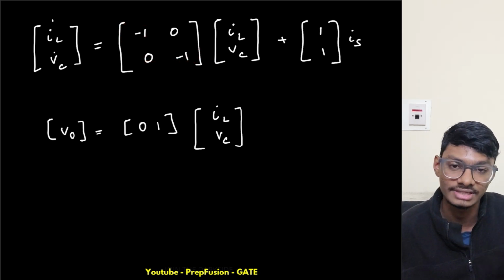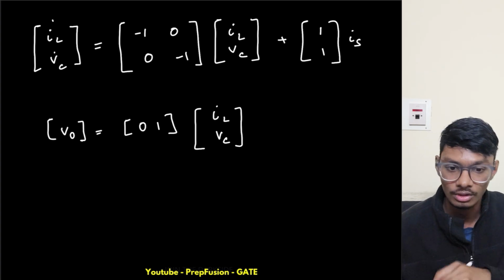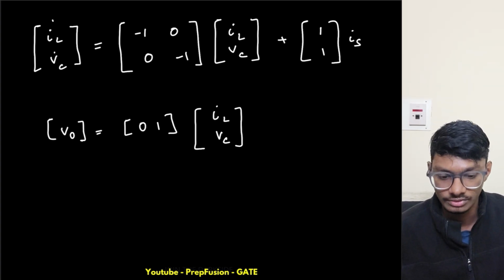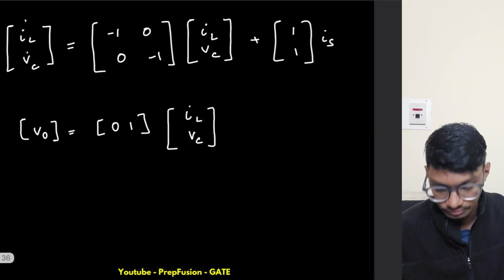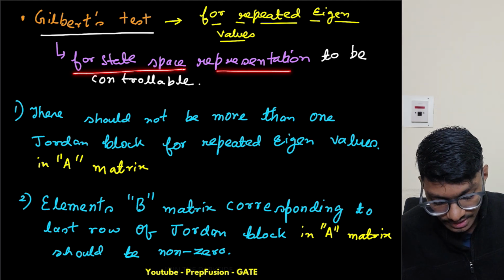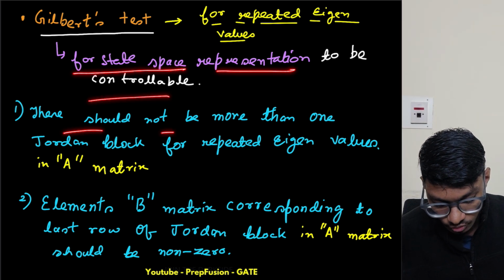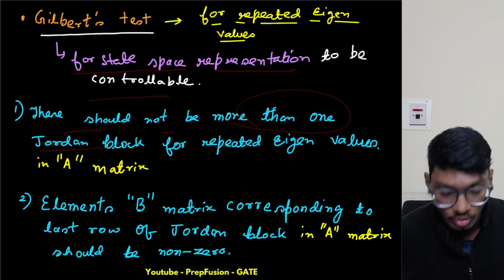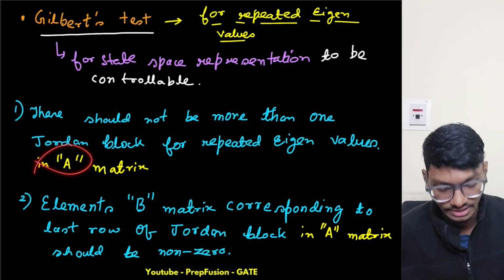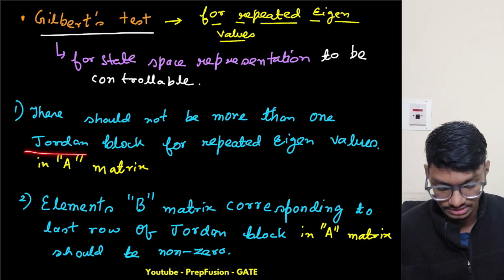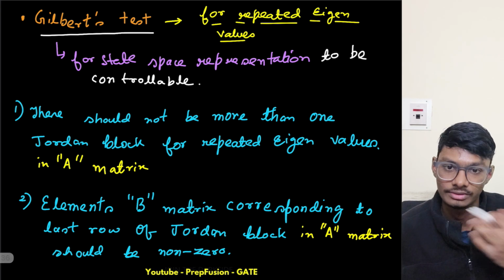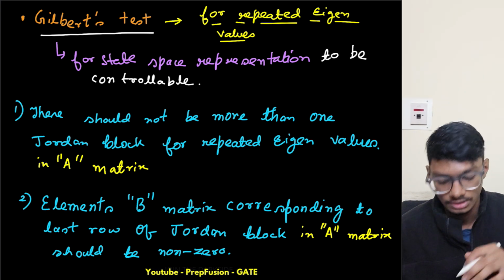Gilbert's test has two rules, one for non-repeated eigenvalues and one for repeated eigenvalues. So obviously we'll study the repeated eigenvalues part. For my state space representation to be controllable, there should not be more than one Jordan block for repeated eigenvalues in the system matrix. Now you might say, sir, what is a Jordan block? I will explain it to you. I have taken a few examples to explain what a Jordan block is.